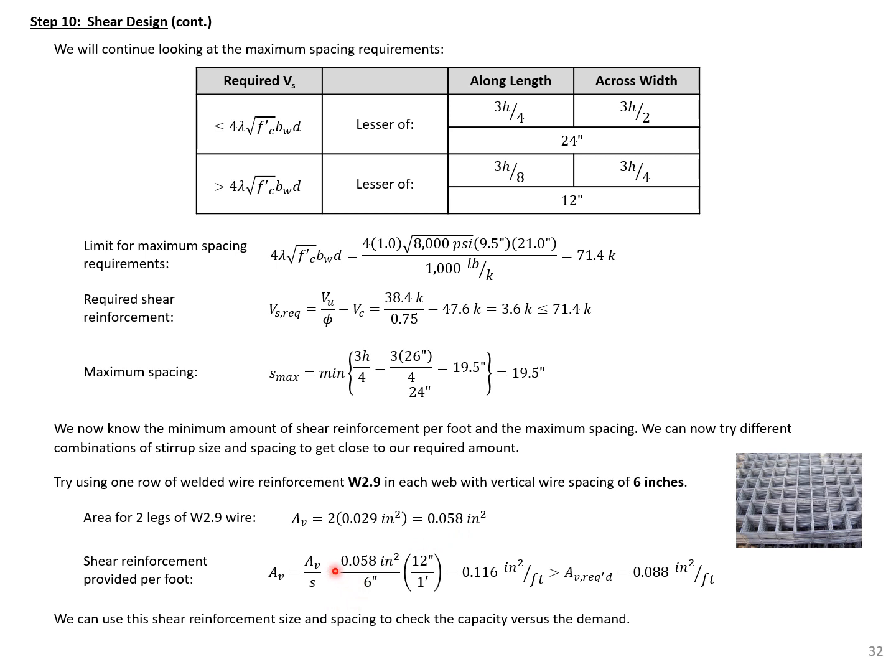And then we can take our AV divided by our spacing to get the area per foot. So we can see here that we're providing this area per foot, which is greater than our required area. So using welded wire reinforcement W2.9 with a 6-inch spacing in each web will meet the shear requirements.